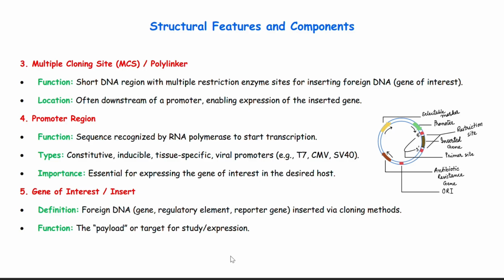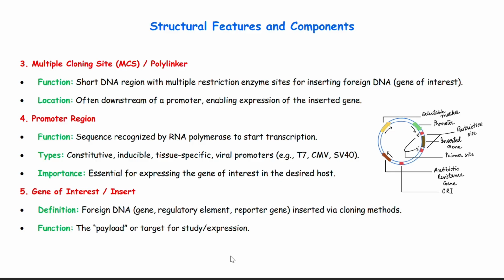Another key part is the multiple cloning site, sometimes called the polylinker. This is a short stretch of DNA filled with special cutting spots for enzymes. Scientists can open the plasmid at one of these sites and insert a new gene, almost like unzipping a bag to put something inside. Before the gene we insert, there is a promoter.